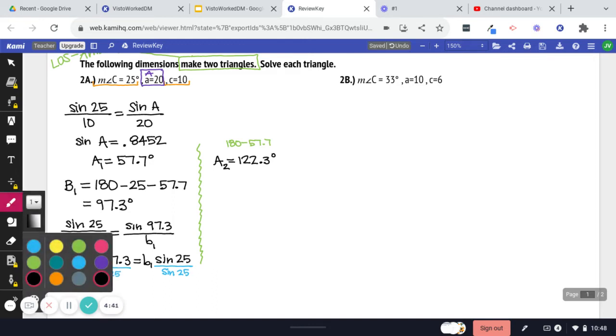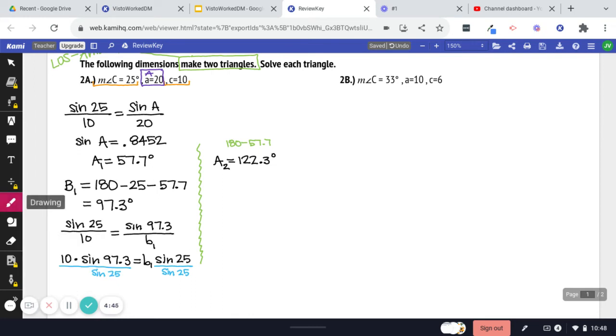And b1 will be 23.47. Okay, so that's one version of this problem.